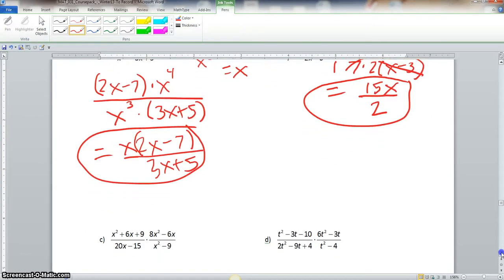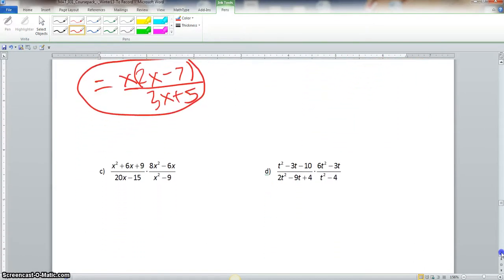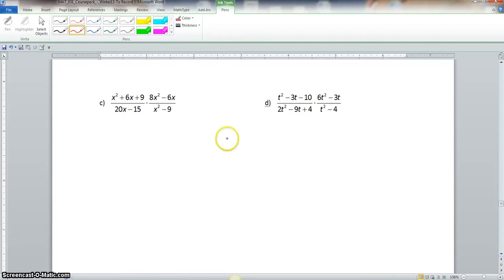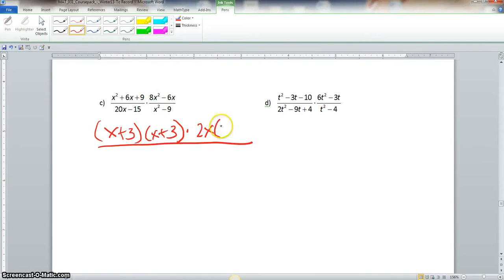Now we scroll down here to C. Now again, since we covered factoring in chapter 6, you could just go back to chapter 6 if you're having trouble with how I factored this. Go back to chapter 6 and brush up on your factoring. But x squared plus 6x plus 9 will factor to be x plus 3 times x plus 3. Now this 8x squared minus 6x, they both have 2x in common, and you'll be left with 4x minus 3.